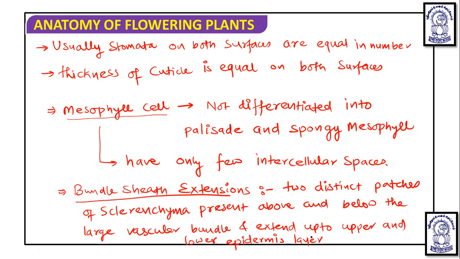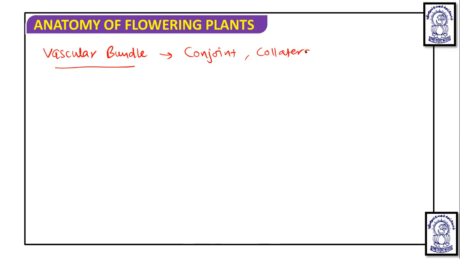So these are made of sclerenchyma, as we have discussed. In the case of the dorsiventral leaf, they are made up of parenchyma or collenchyma. Here they are made up of sclerenchyma in the monocot leaf. Now, when we talk about the vascular bundles of this monocot or isobilateral leaf, they are similar to those of the dicot stem. They are also conjoined, collateral, and closed.